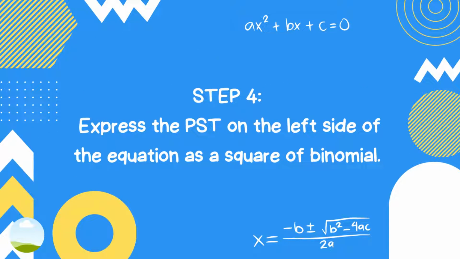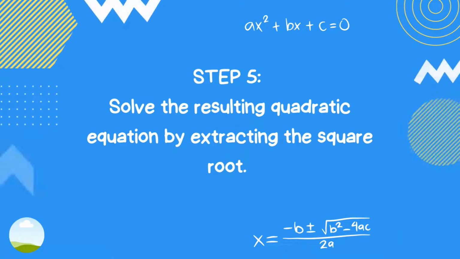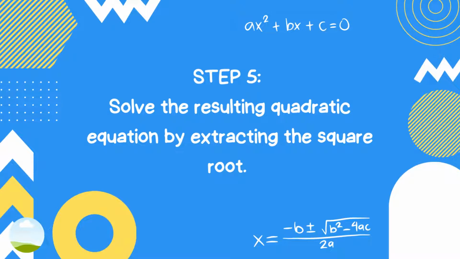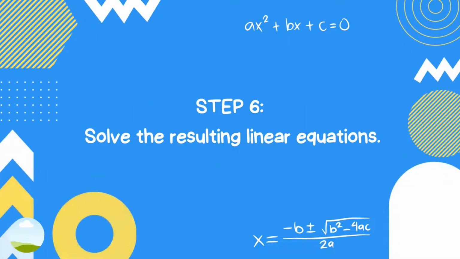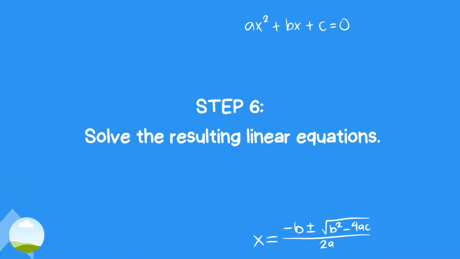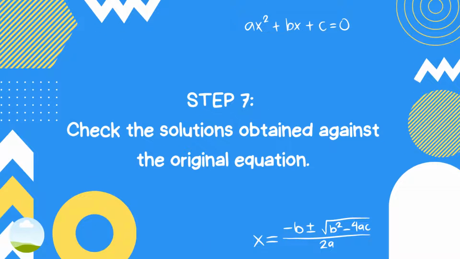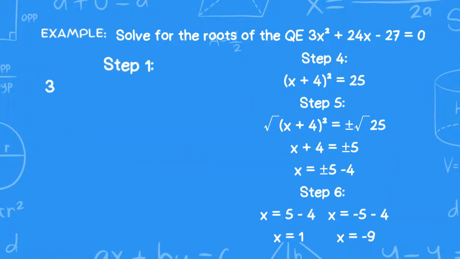Fourth, express the PST, or the perfect square trinomial, on the left side of the equation as a square of a binomial. Fifth, solve the resulting equation by extracting the square root. Sixth, solve the resulting linear equations, and lastly, check the solutions obtained against the original equation.